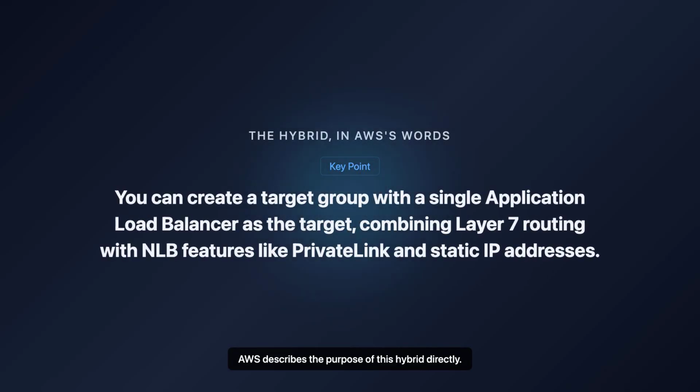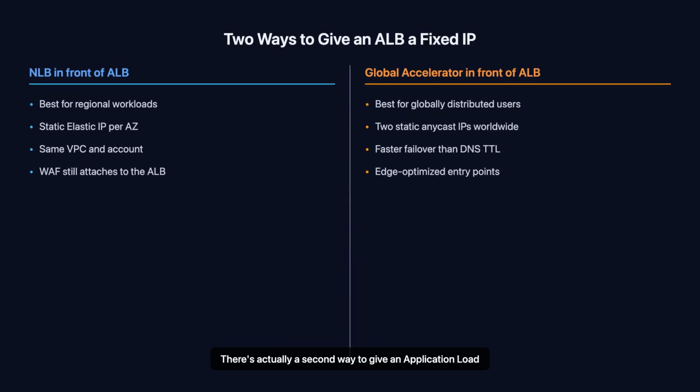Amazon Web Services describes the purpose of this hybrid directly. You can create a target group with a single application load balancer as the target and configure your network load balancer to forward traffic to it. This combines the request-based layer 7 routing of the ALB with NLB features like PrivateLink and static IP addresses. So whenever a scenario demands a static IP and HTTP routing together, or PrivateLink plus content routing, this is the sanctioned pattern. Don't waste time trying to bolt a static IP onto an ALB directly. It isn't possible.